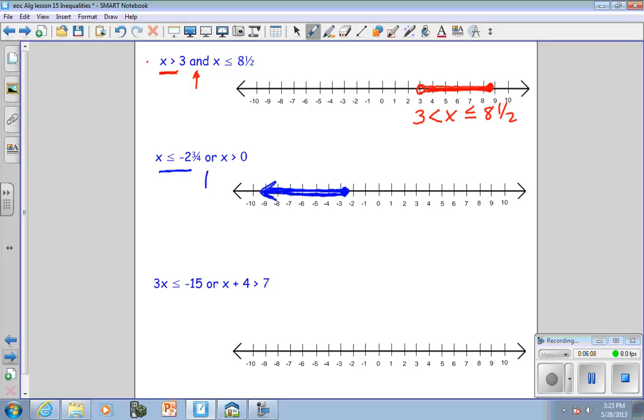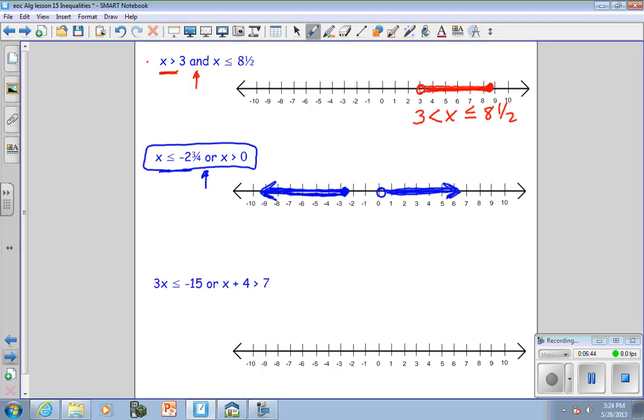Now with an or statement, we then graph to the other side. So x is greater than 0, open circle on 0, shaded to the right. And so I have this situation. Now, I can't write that as an and statement because a number can't be bigger than 0 and smaller than negative 2 3/4. So there are no shortcuts like in the last one. We can only write it as it's stated right there with the word or between.